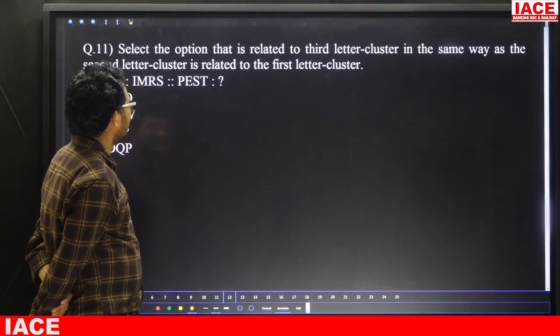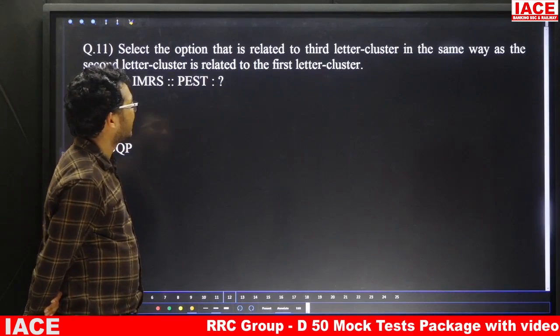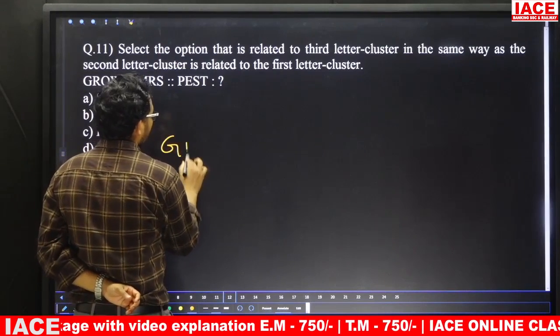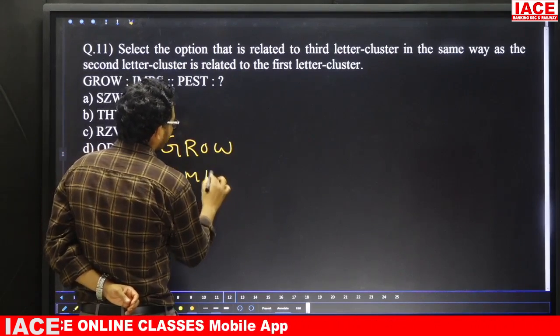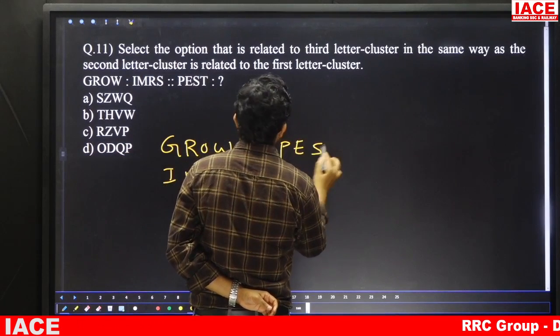Question number 11. Select the option that is related to the third letter cluster in the same way the second letter cluster is related to the first letter cluster. Suppose, friends, the given is what? Grow, G-R-O-W. Grow is related to I-M-R-S. In the same manner, P-A-S-T is related to.